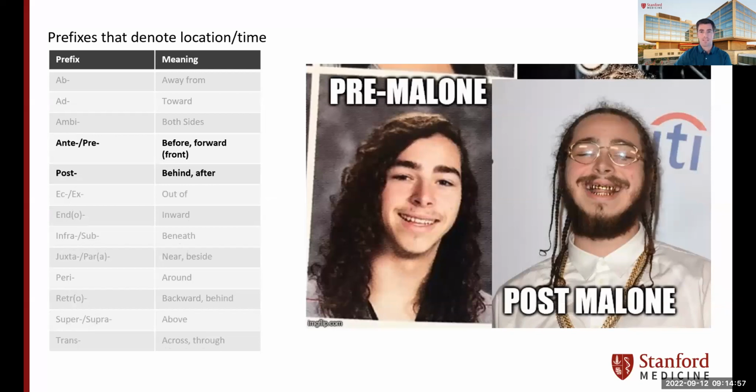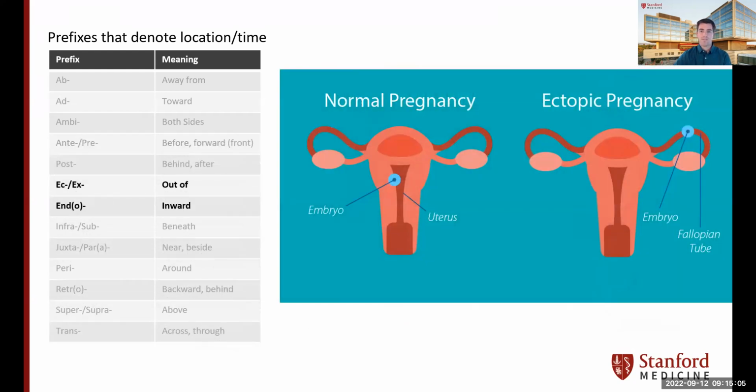Pre and post are things that we see relatively commonly. So remember, pre happens before, post happens after. And then you have ecto and endo, which are antonyms. So ecto and exo mean outside of, and endo means inside of. So the endometrium is the lining of the uterus. And an ectopic pregnancy is a pregnancy that lies outside of the uterus, most often in the fallopian tube, and carries very severe consequences.